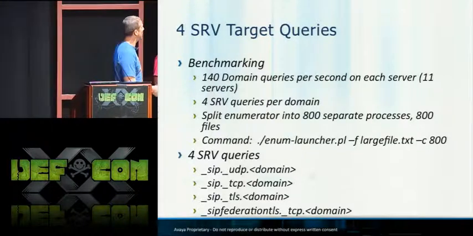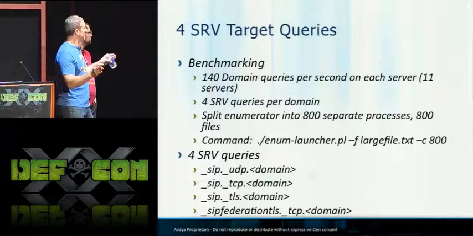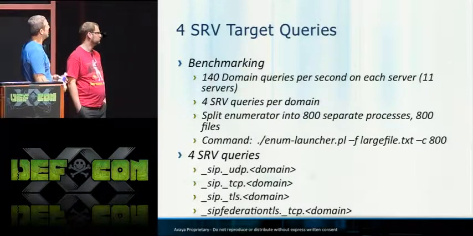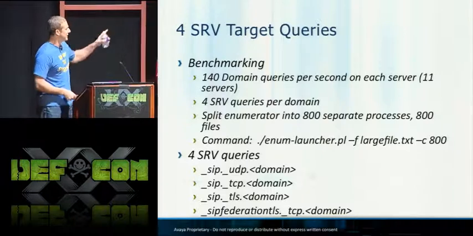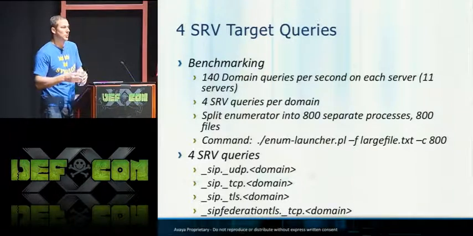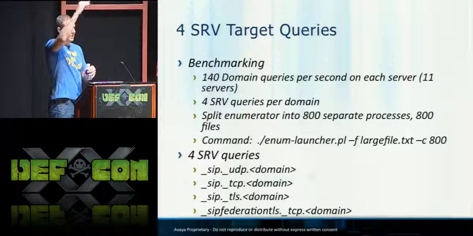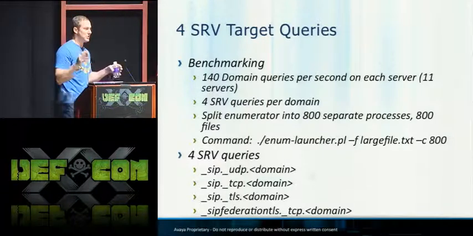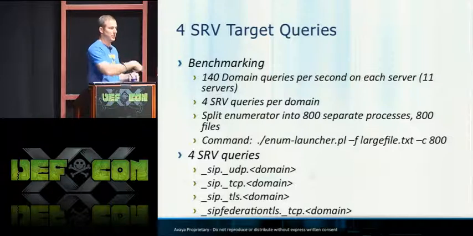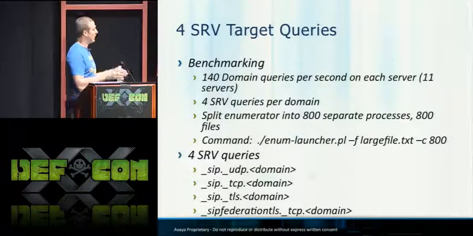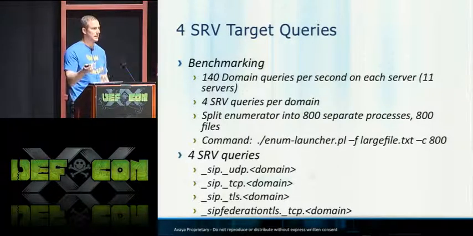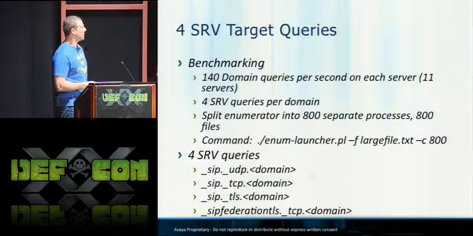Once Enumerator was coded, we decided to split this up into 11 different servers. Then we benchmarked this to split Enumerator into 800 separate processes and to parse a single large log file into 800 chunks. Each of the 800 Enumerator processes would do its workload in parallel on the host. We benchmarked this at 140 domain queries per second, the fastest we could get, and 4 SRV queries per domain.